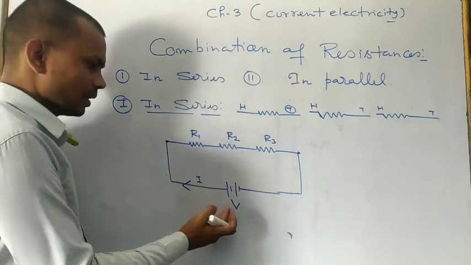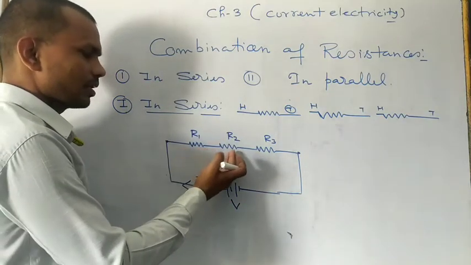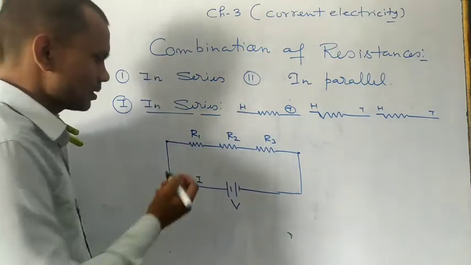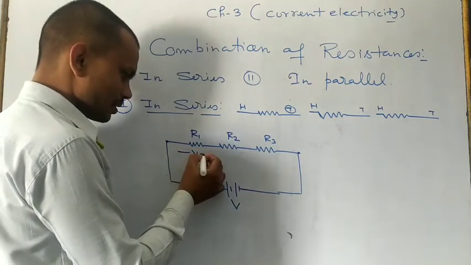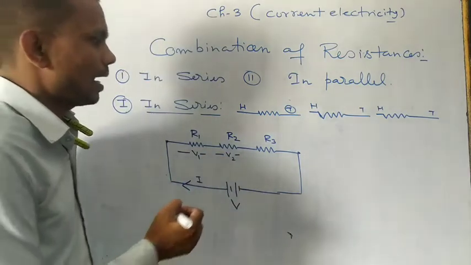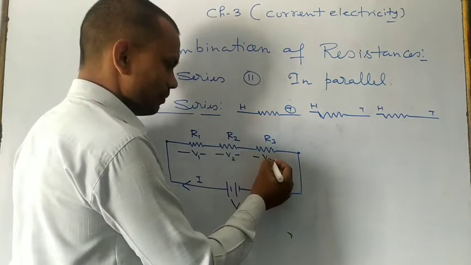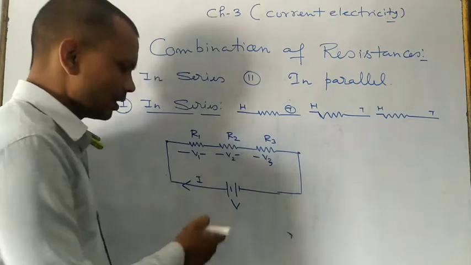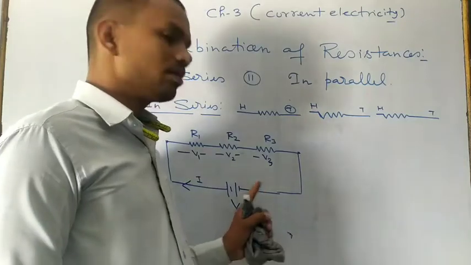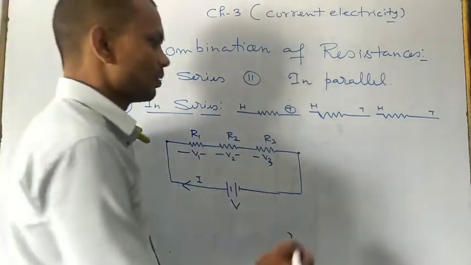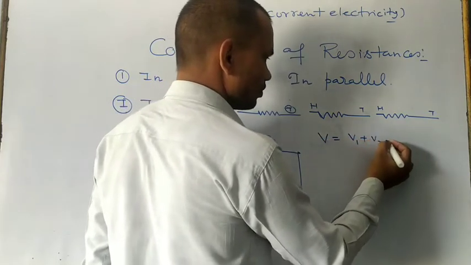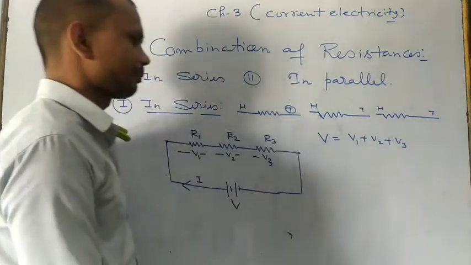And here, if you see, only the potential difference varies from resistance to resistance. Suppose this is the resistance R1, and suppose across this the potential difference is V1, across this the potential difference is V2, and across this the potential difference is V3, right? So the potential difference V across all three resistances is divided into how many parts? Three parts. So V is equal to V1 plus V2 plus V3, right?